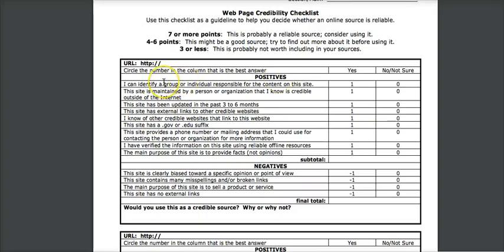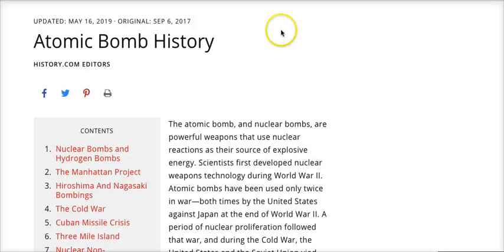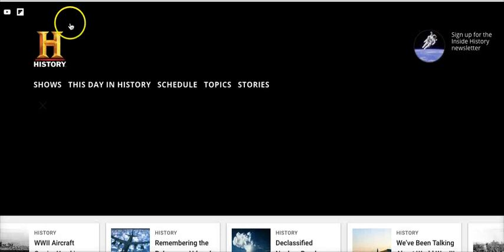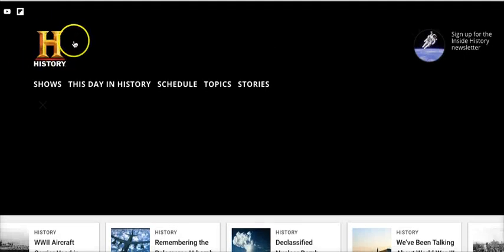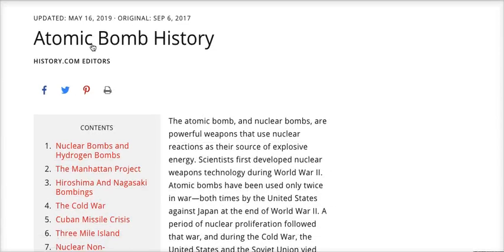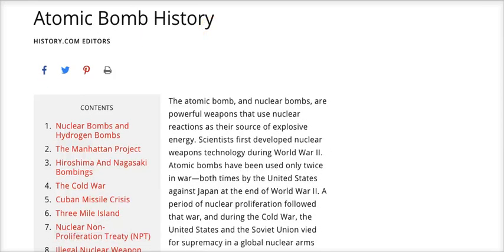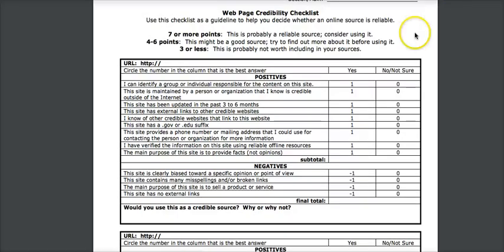So far so good. I have 1 point. The site is maintained by a person or organization that I know is credible outside of the internet. Well, I know that the History Channel, or A&E, which is another television channel that has educational programming, runs this website, and so I find it to be credible because of that. I know that the History Channel pretty much runs a pretty good website that is credible.